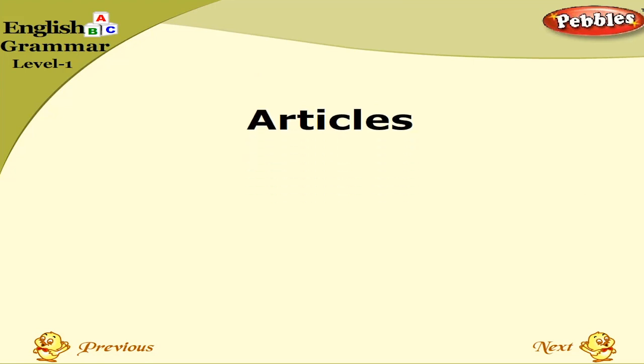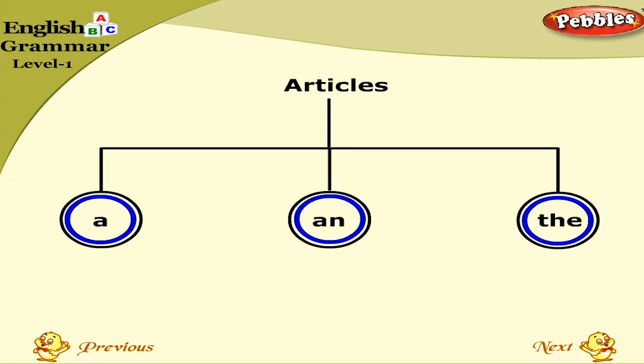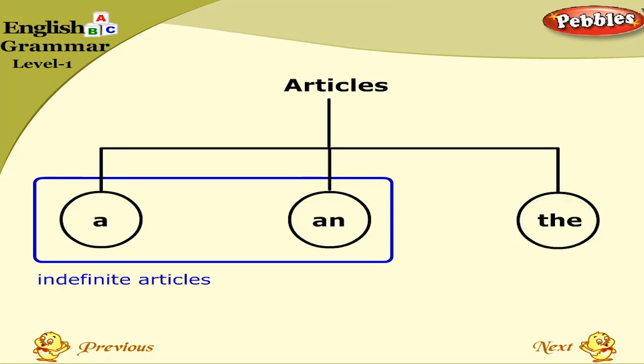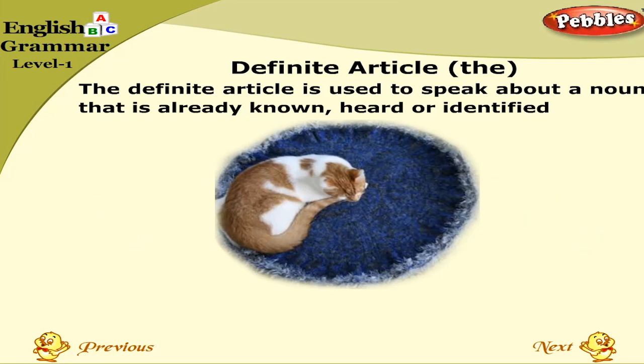Articles. Article is a word that is used to make something definite or clear. There are three articles in English: a, an, the. A and an are known as indefinite articles. The is known as definite article. The definite article is used to speak about a noun that is already known, heard, or identified. The cat is on the mat. Here we specify a particular cat lying on a particular mat.